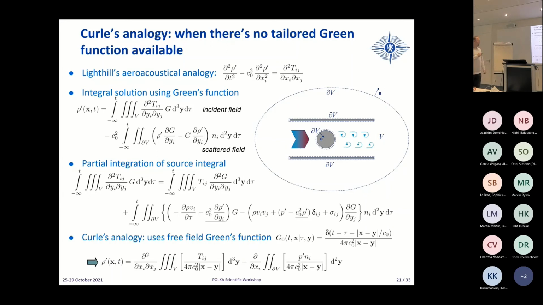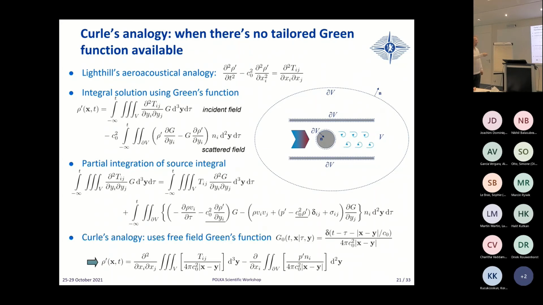And then you introduce the fact that your surfaces are non-vibrating. Okay, so that's a flow inside a certain domain, but nothing is vibrating over there. And then you introduce the choice that you have made for the free field Green function, and you end up with this solution. And this solution is exactly the one that you had for Lighthill's analogy, with one additional guy in here.